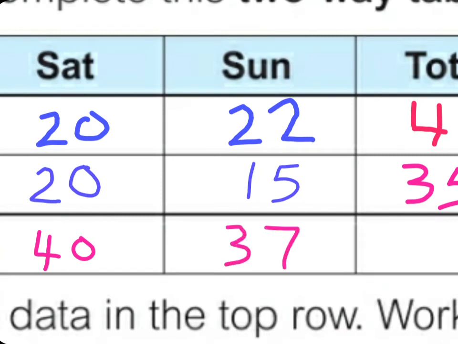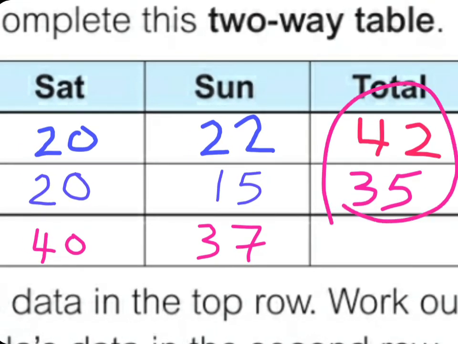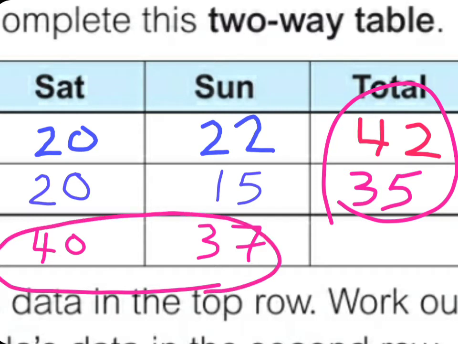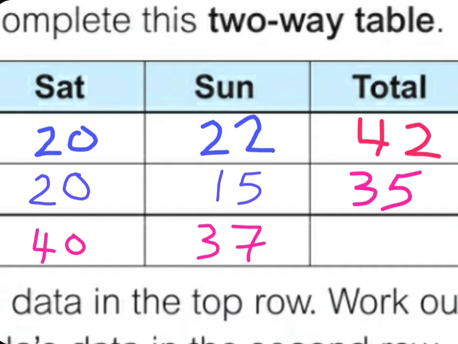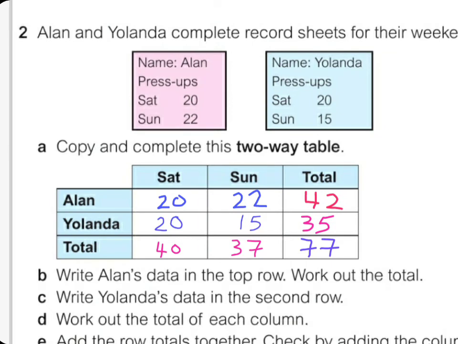Good. So the total of the data here and the total of the data here will be the same. It's going to be here. Now let's add this together. It's going to be 77. Let's make it another color, like this. Good job. And this is the meaning of a two-way table.